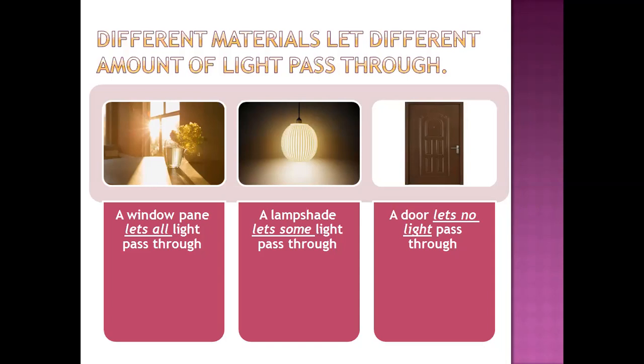This is the difference between the three materials in the amount of light they let pass through. The window pane lets all the light pass through. The lamp shade lets some light pass through, and the door lets no light pass through. And you can try it at home, okay? You can get a torch and shine the torch through the window. It will pass to the other side.